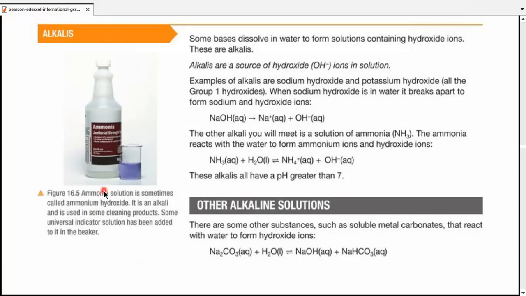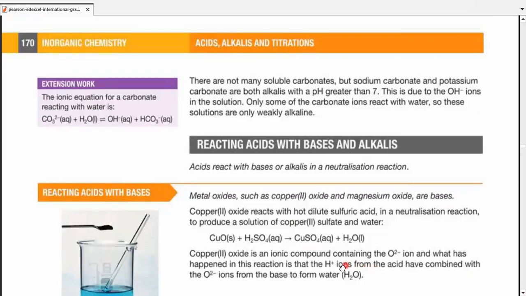Apart from this, ammonia solution is sometimes called ammonium hydroxide. It is an alkali, and it's used in some cleaning products. Some universal indicator solution has been added to the beaker to show that the color turns blue, proving it's an alkali. Cleaning products, such as kitchen cleaning products, counter cleaning products, or oven cleaners, commonly contain ammonia solution.